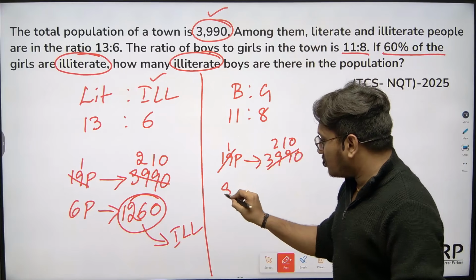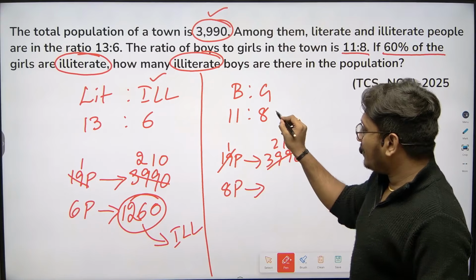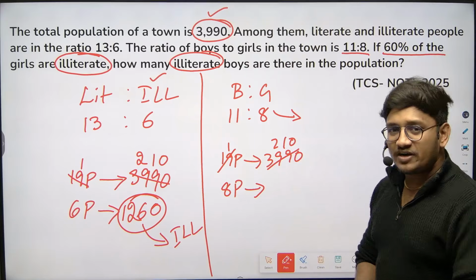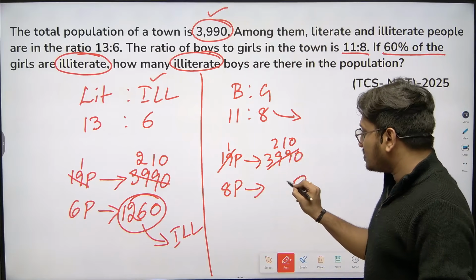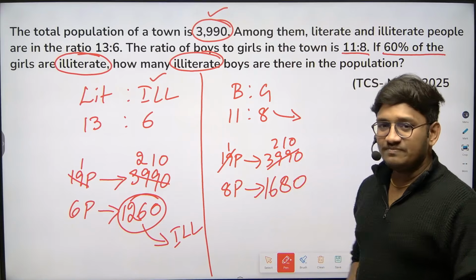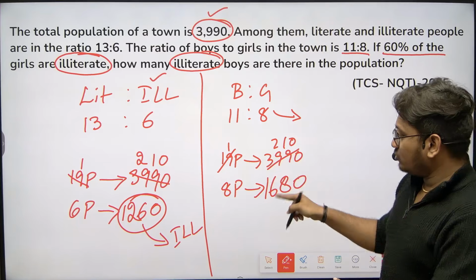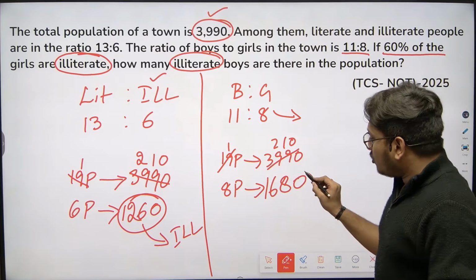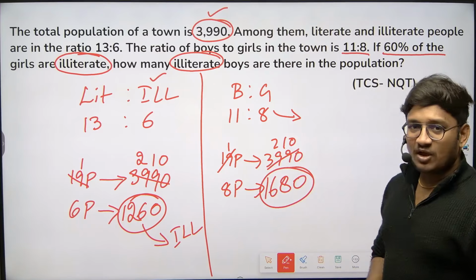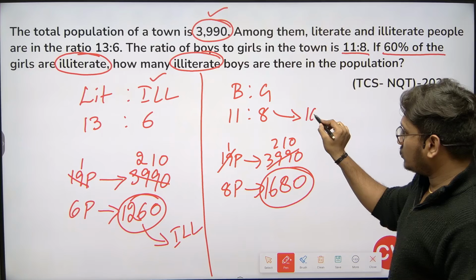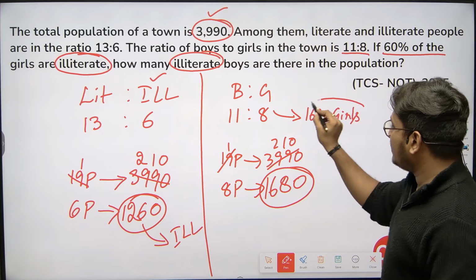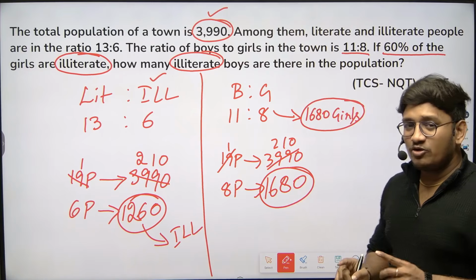Now, if I want to know how many girls there are, it is 8 parts value, right? So 1 part value is 210, 8 parts value is 1680. Okay, clear? 8 2 times is 16, 8 1 times is 8. So 1680. Out of 1680, now I got to know how many girls are there: 1680 girls are there. Now they have given the final condition.